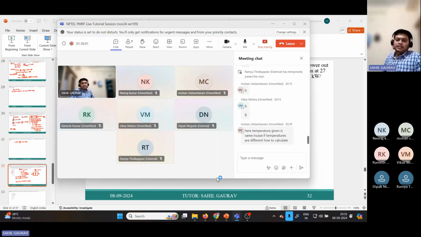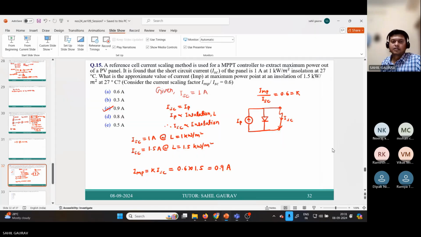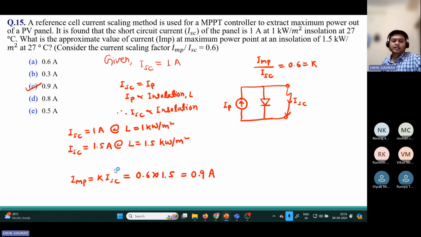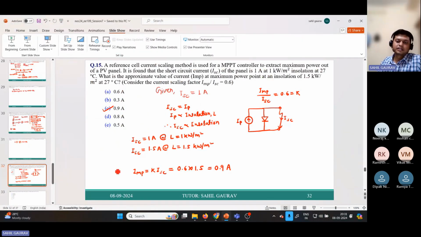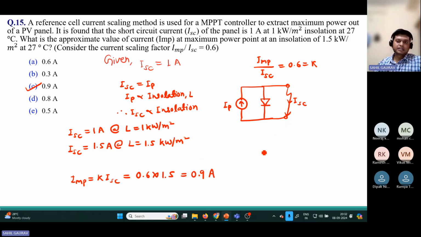How to calculate if the temperatures are different, when the temperature given is not the same? If temperatures are different, then we have to use the relation that we studied in the previous session. But the temperature coefficient, in that case, is given. We have studied this relation: the current coefficient alpha is the change in ISC upon ISC at 25 degrees Celsius upon delta T into 100.